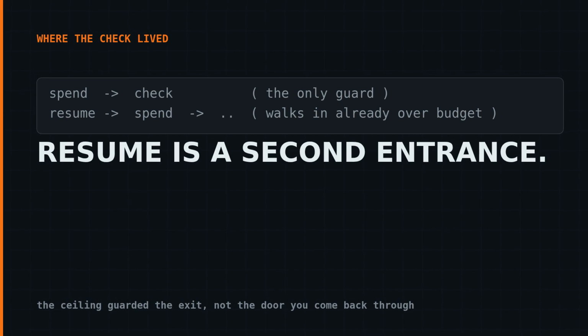The ceiling was not broken, it was standing in the wrong doorway. It guarded the exit and left the back door wide open. Every phase after a resume was a free swing at the meter.